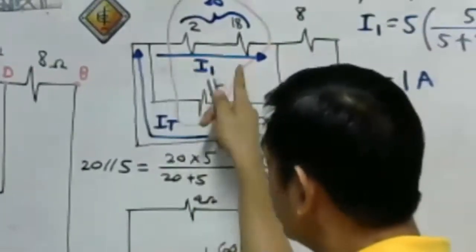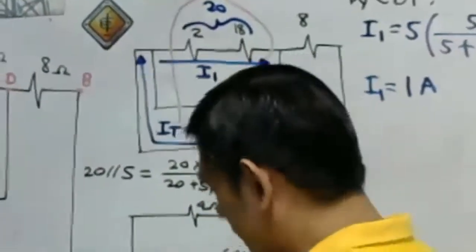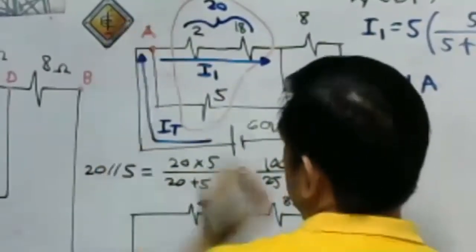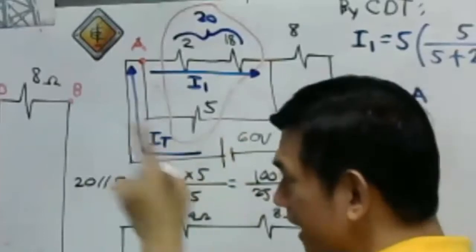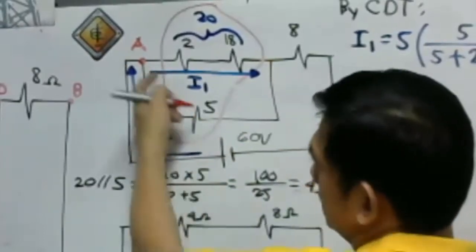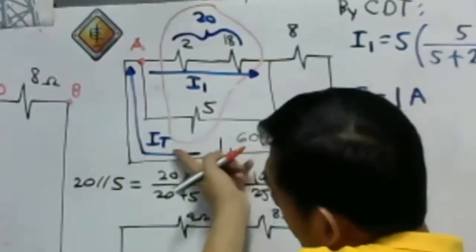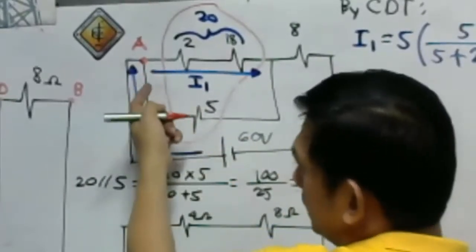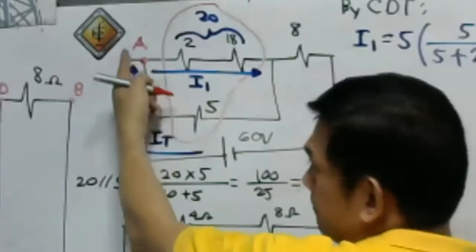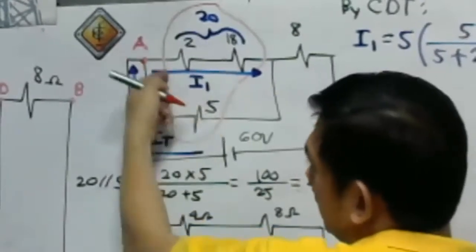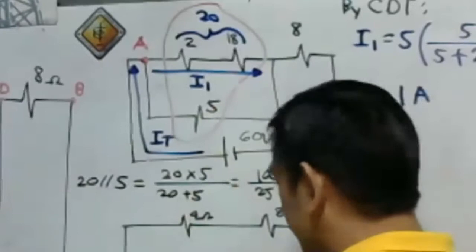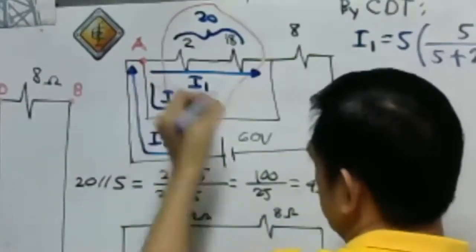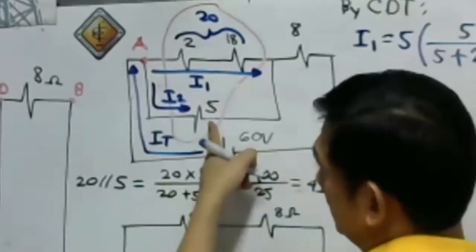This I sub 1 actually, this is our point A. Take a look at this first. There will be 2 currents flowing. The input current is our I total. Then the output current, or the current that will lead through point A, is I1. Let's name this as I2. Let's say this is our I2, the current in the 5 ohm resistance.